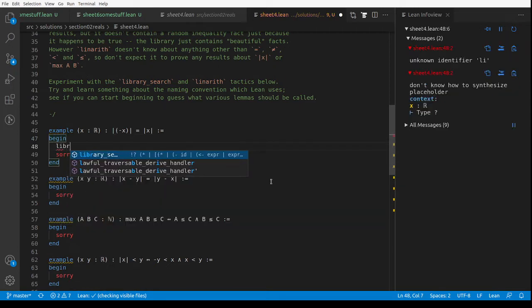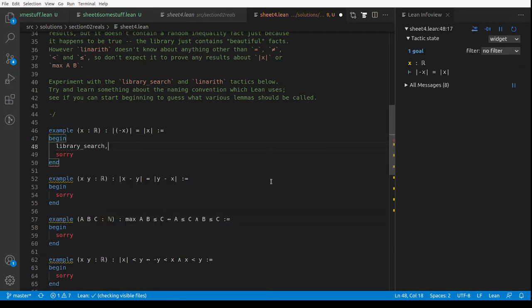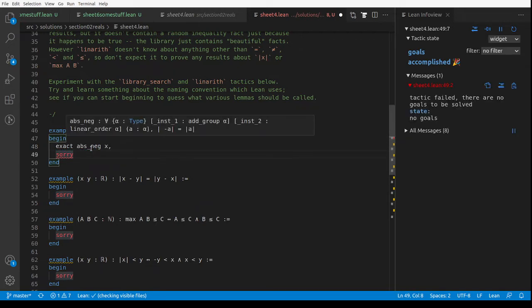The library search tactic will tell us norm_num is a tactic, but you see the library search tactic has told us the name of the theorem. You see this solves it as well. Let's hover over this. abs_neg. If alpha is some kind of object that has enough structure for this to make sense, then abs_neg says the norm of minus a is the norm of a. So one could solve this by using abs_neg.